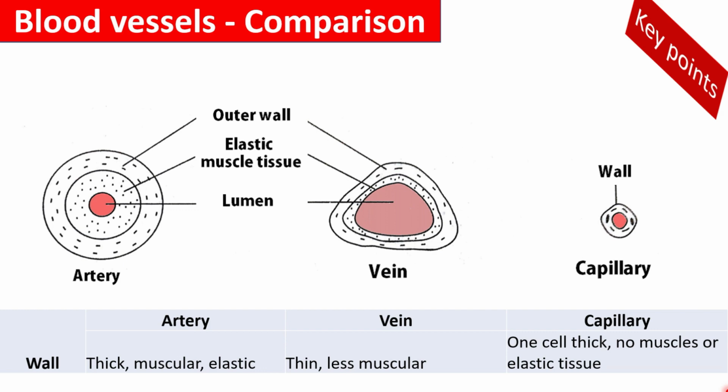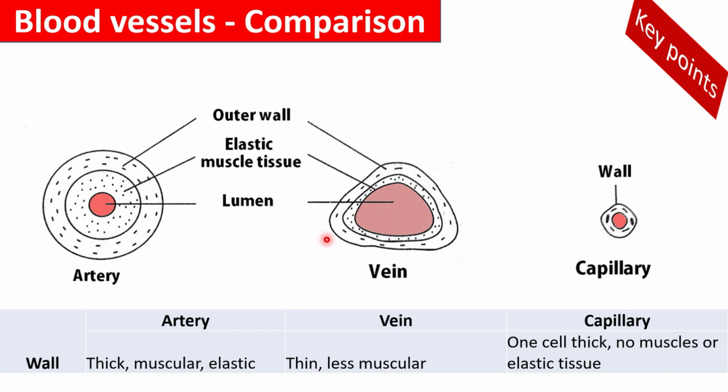Now we will discuss the internal structure of artery, vein and capillary. Look at the picture of artery. It has an outer wall as well as elastic muscle tissue inside, and in the innermost part we can find an empty space, a cavity. It is called the lumen. This lumen is small here. This is the structure of the artery.